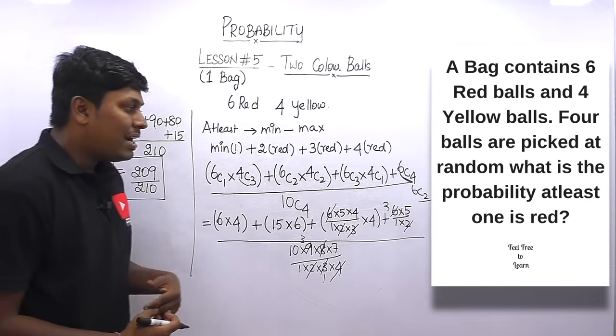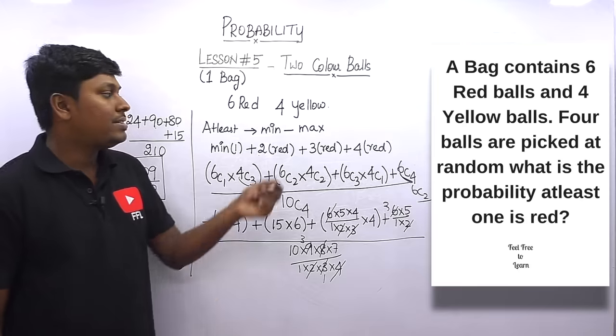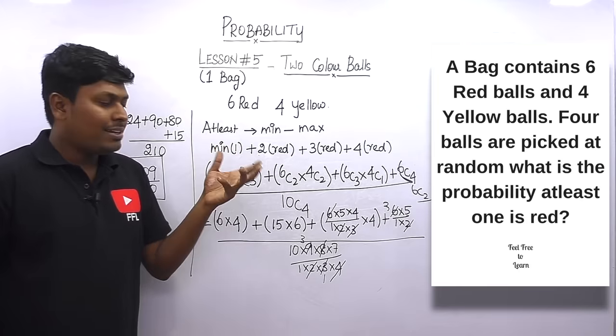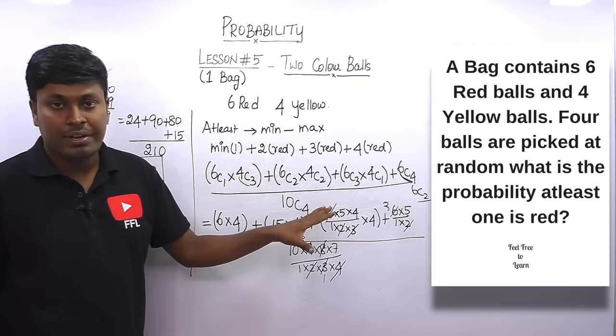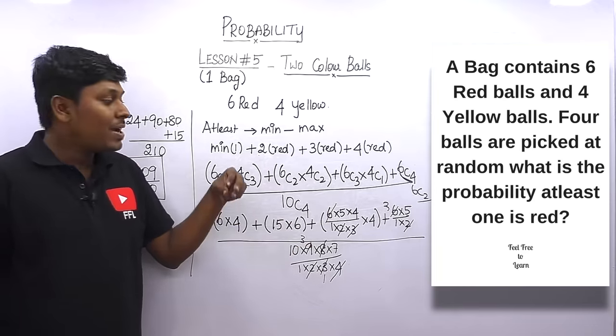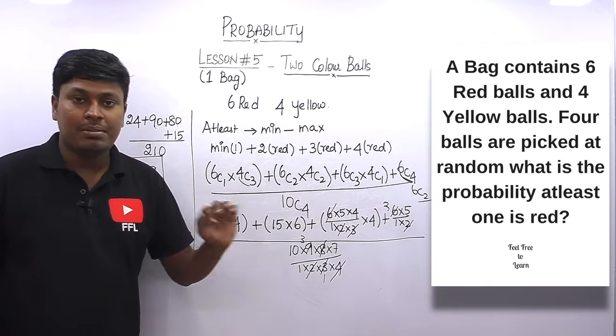Easiest question, and practice more and more questions that are based on at least. In lesson number 8 or lesson number 9, we can learn the shortcut for the same question. There is a shortcut. So once you understand the traditional method, the shortcut becomes so simple, right?